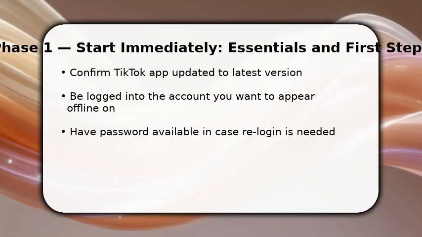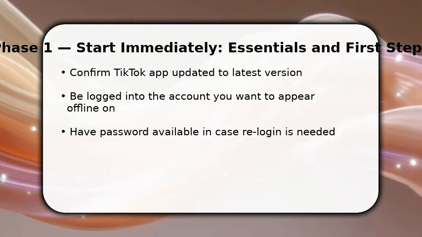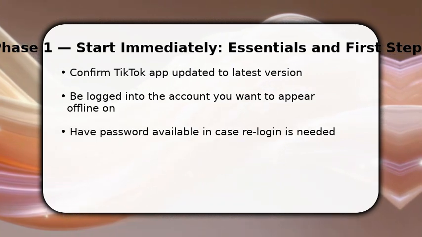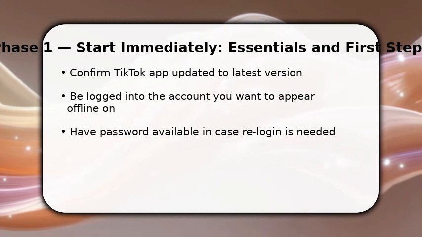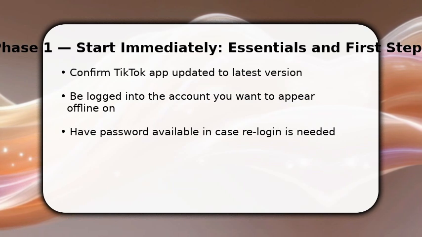Enjoy the video. You start now, open TikTok and go straight to your profile, no delays. Once there, tap the 3 lines, then Settings and Privacy. You need to reach Privacy quickly because that's where the active status lives. Make sure you're using the account you want to change. If not, switch accounts first.